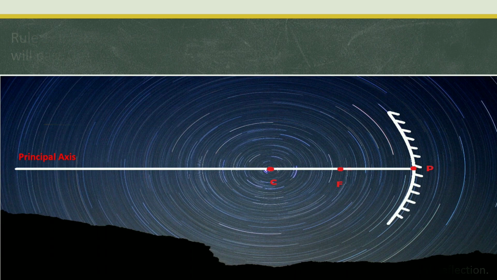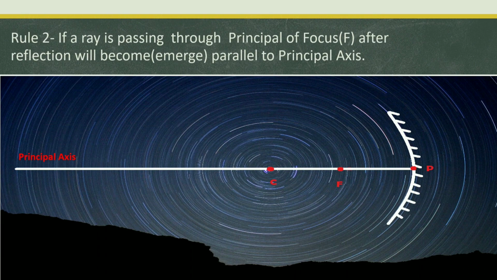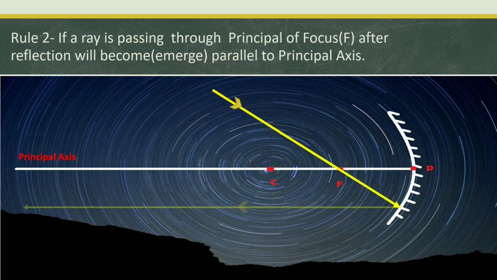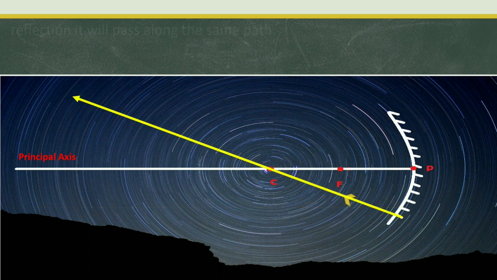Rule number 2. If a ray is passing through the principal focus, after reflection it will become parallel to the principal axis. This rule is the exact opposite of rule number 1 because light follows exactly the same path if its direction of travel is reversed, and we call it the principle of reversibility of light.